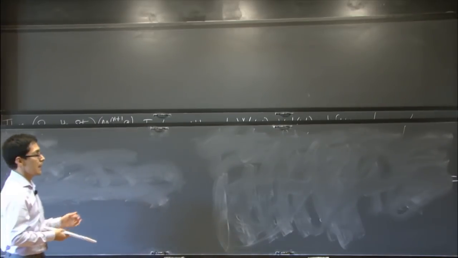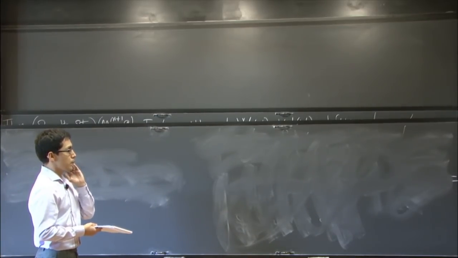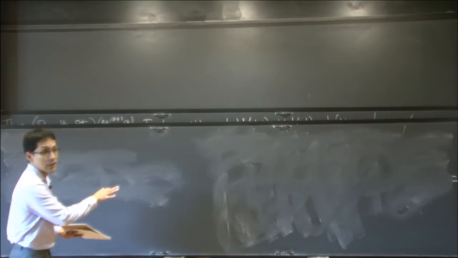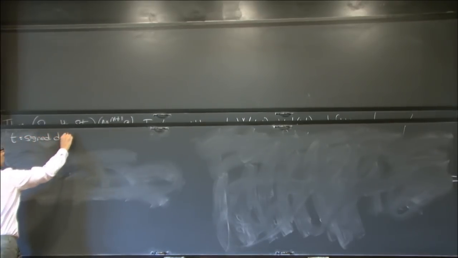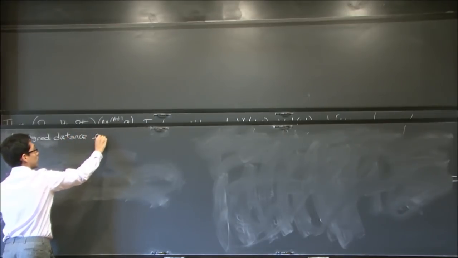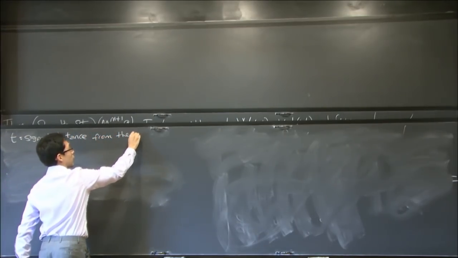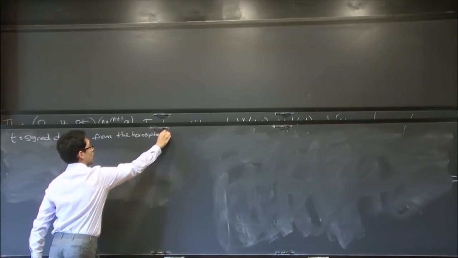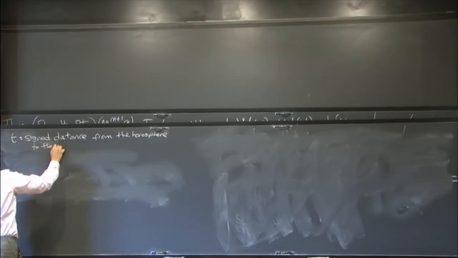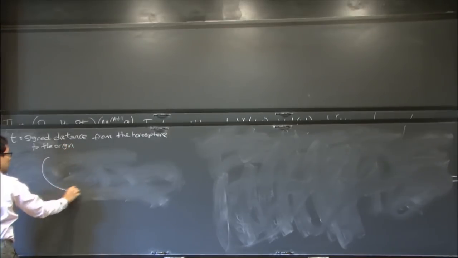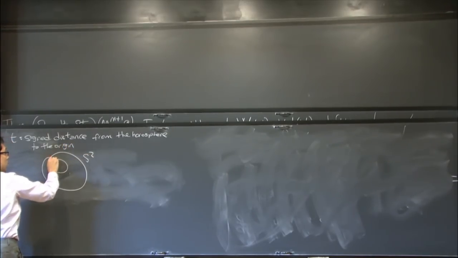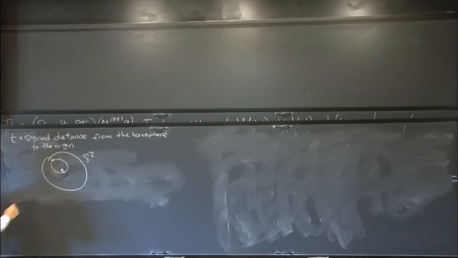So in order to make this easier, I'm going to change the parameters I'm dealing with here. I'm going to define t as the signed distance from the horosphere to the origin. And by this, here I have my copy of S2. Here I have my horosphere. And let's say my origin is here. There is a hyperbolic distance between those.